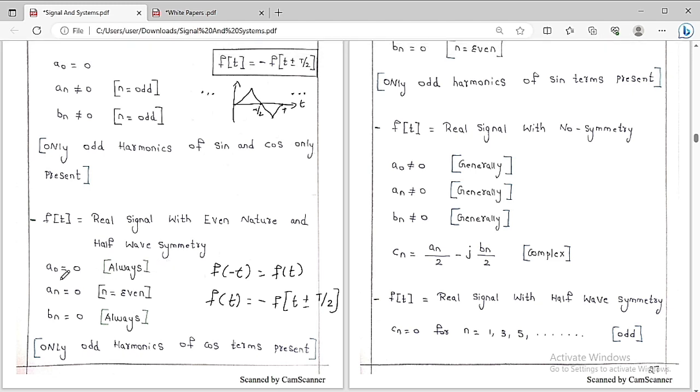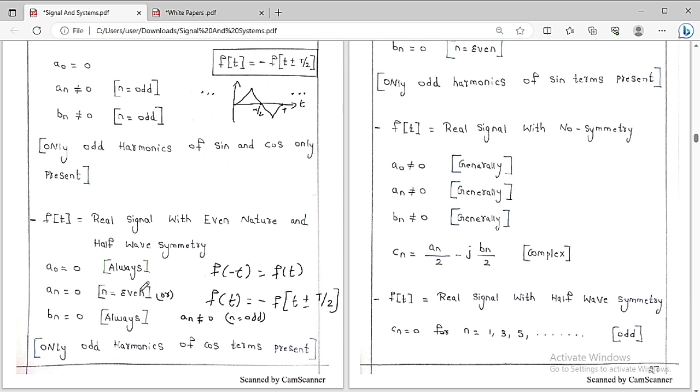So same thing. A0 is equal to 0 always. And an is equal to 0 for n is equal to even, or an is not equal to 0 for n is equal to odd. We can write it either way, right? I've already told you an is equal to 0 for n is equal to even, or we can say that an is not equal to 0 for n is equal to odd. We can write like this also.